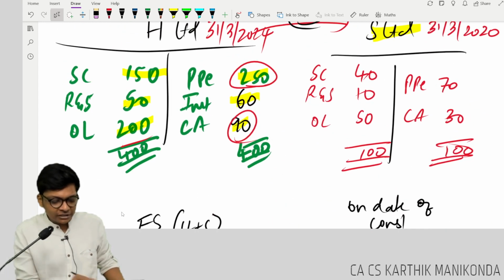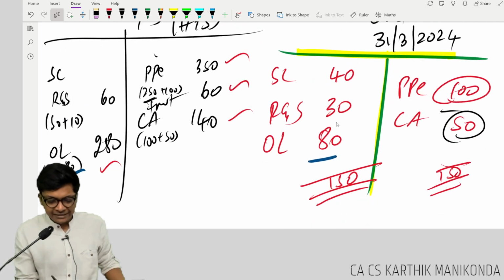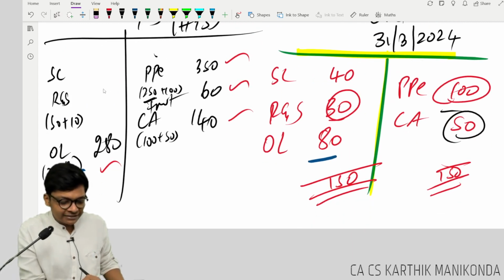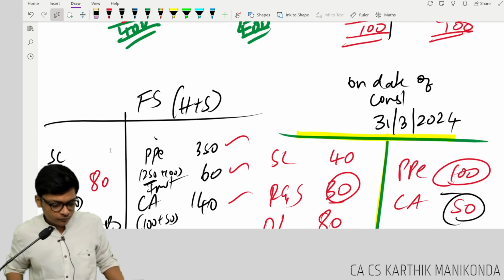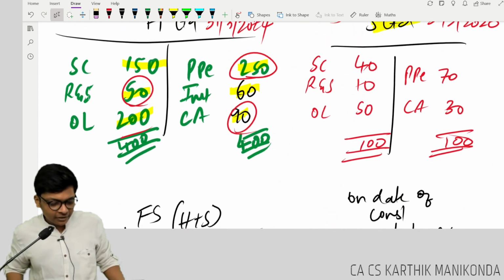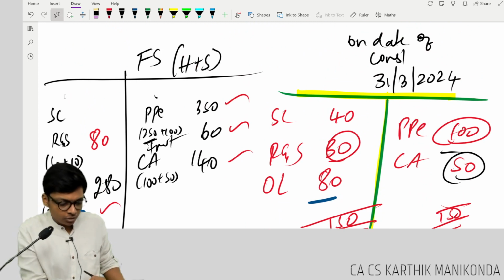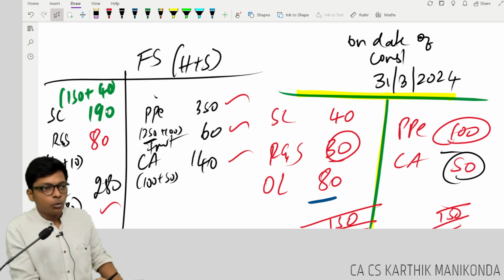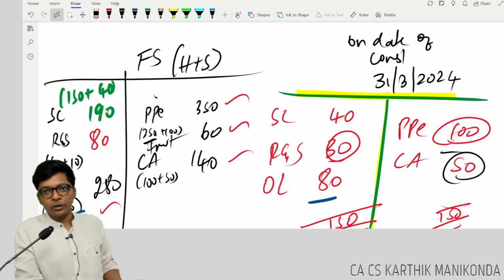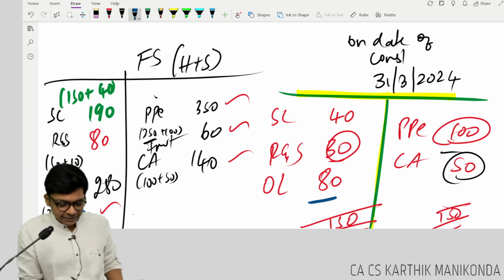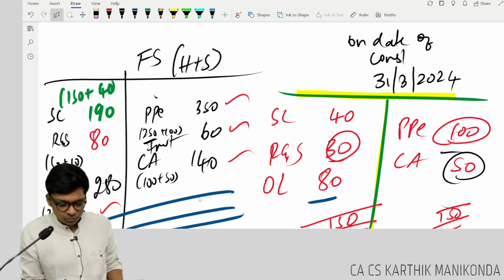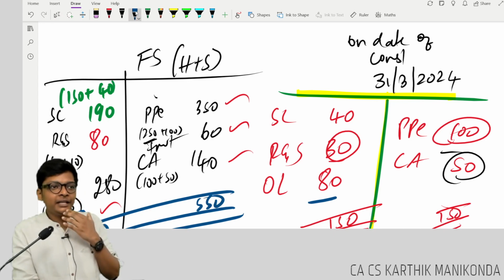Reserves and surpluses went for a change, 50 plus 30, instead of 60 I will write 80, and then share capital will be 150 plus 40, 190. Are you following, guys? Balance sheet tallying guys, how much? 550. Are you all clear till here, everybody?